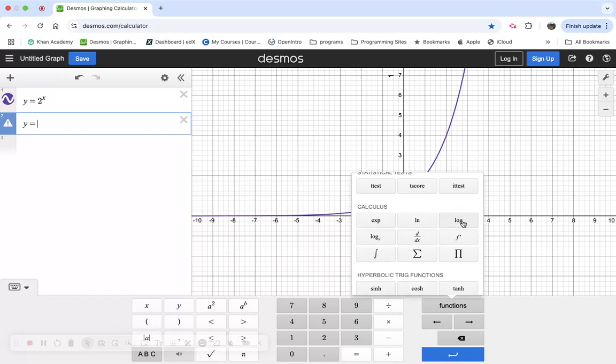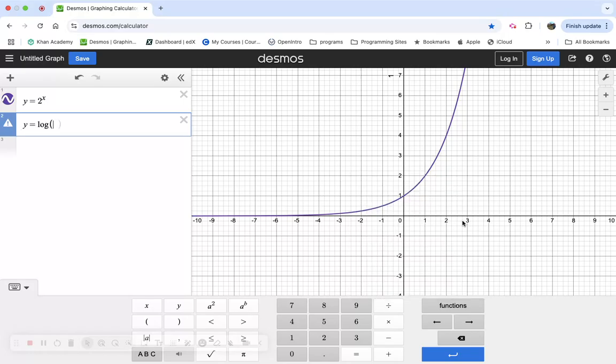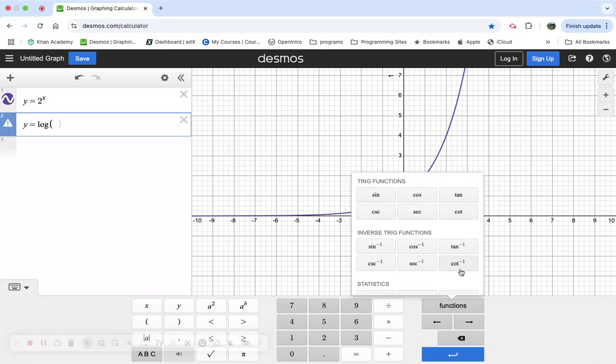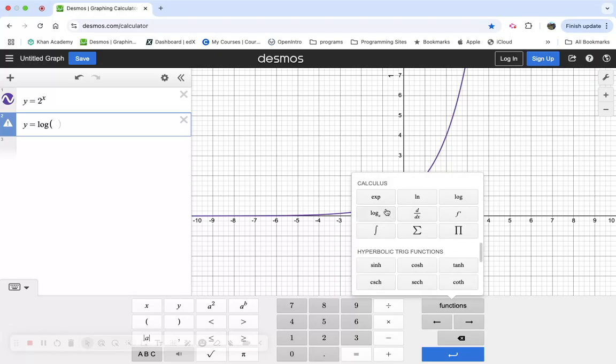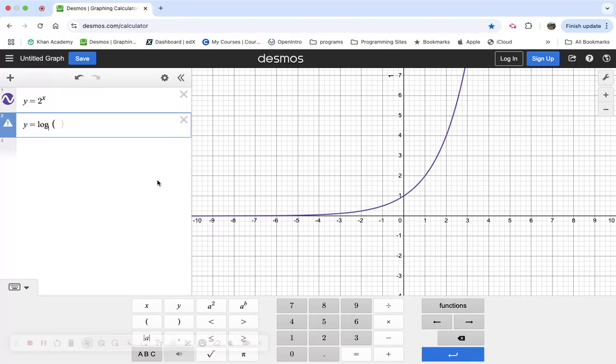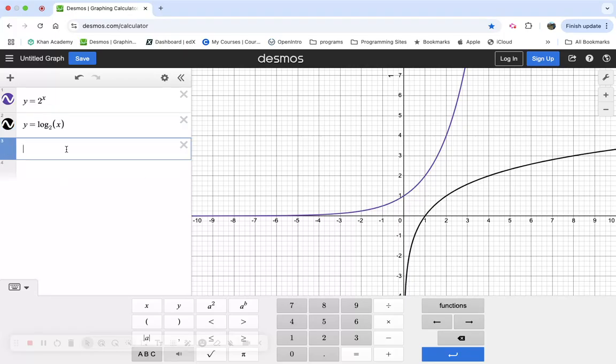Here we go, there's log. Go back down there, log. Oh, there, that's the one I want, this one. So let me get rid of that and do this one. See the little a? So I want log base 2 of x, and there's the inverse. And then if you graph y equals x, you get the line of symmetry between these two functions.